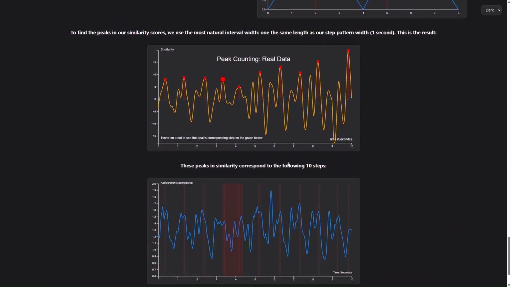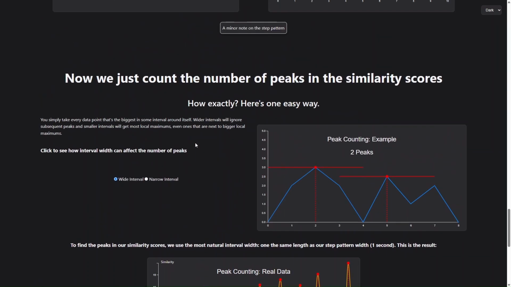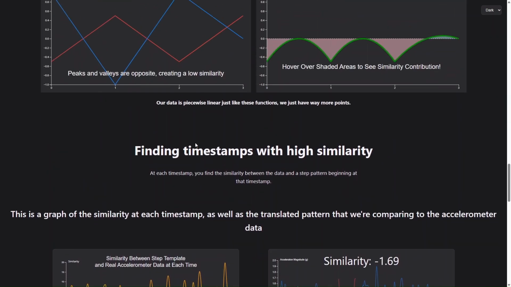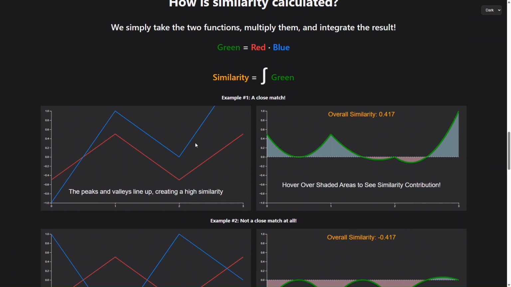This plot shows the peaks in the similarity data as well as the steps they correspond to in the acceleration data. Note that the steps line up end to end, which makes sense for someone walking continuously. Our visualizations are valuable because they fill in the gaps. They explain things in an intuitive way that a research paper aimed at a more narrow audience might gloss over.